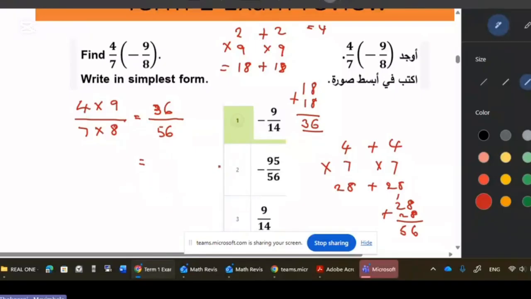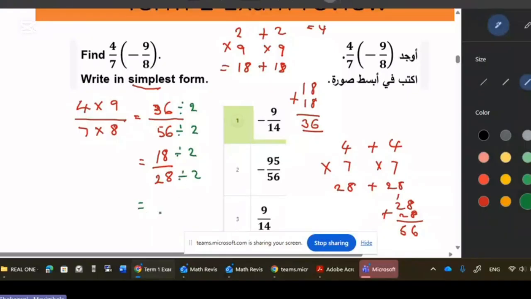Yes. Now we can try to simplify this because they say in the simplest form. We can divide everything by what? By 2, because 2 is the nearest number. What is 36 divided by 2? 18. 18 over 28. We can still simplify here, right? Yes.